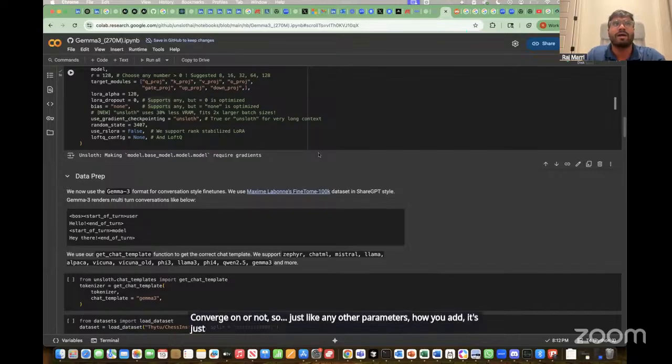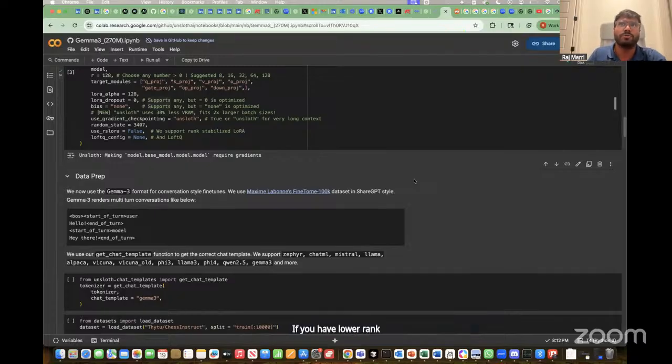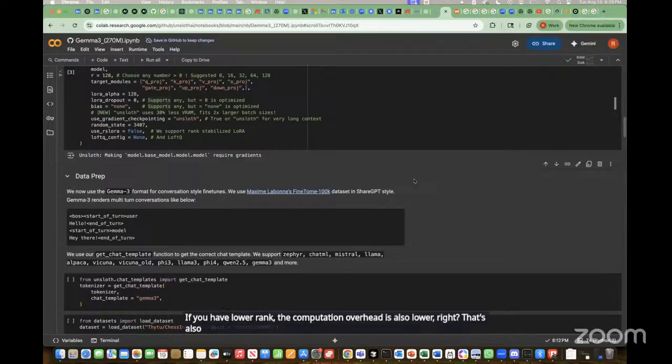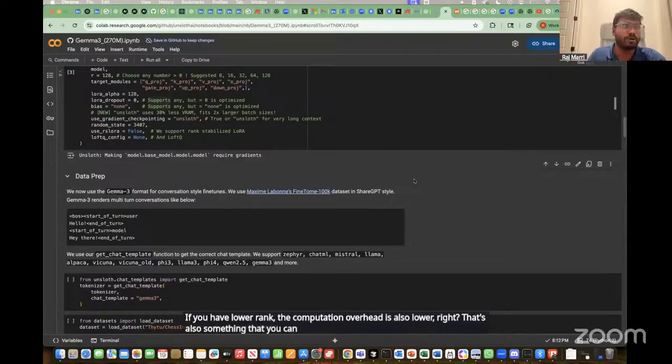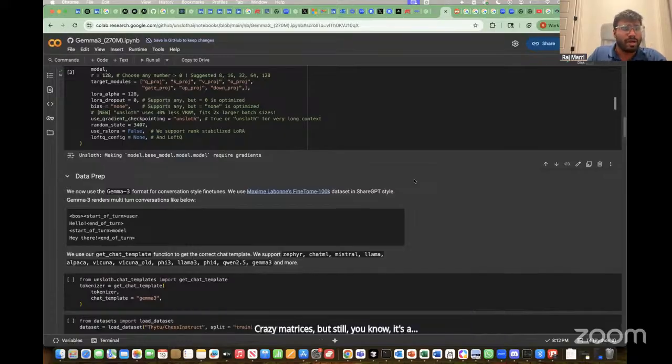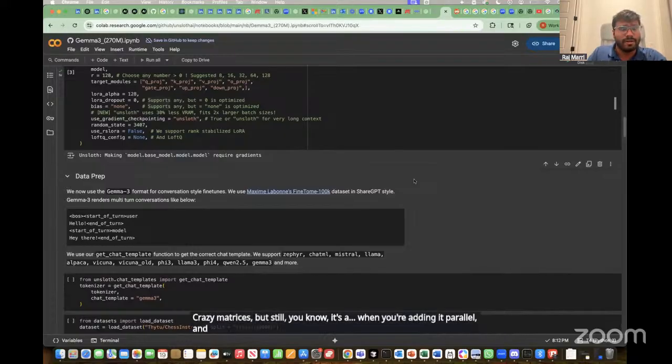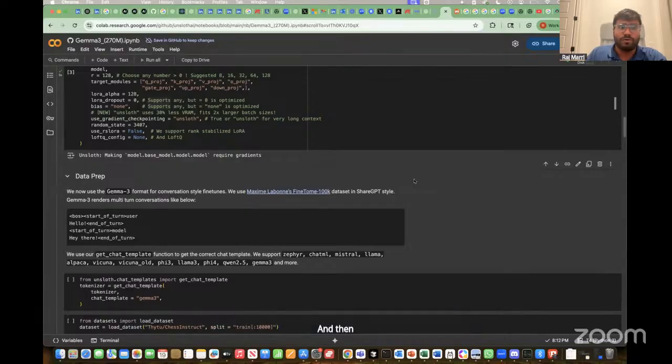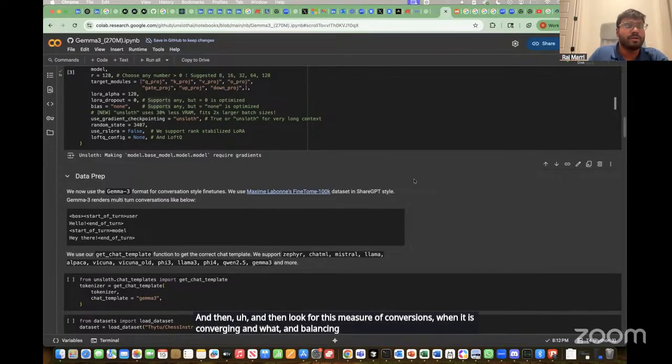And also, when you do this rank, you're not just updating the weights, you're also affecting the computation. If you have a lower rank, the computation overhead is also lower, right? That's also a perk. So you are balancing both. When you have a lower rank, you're not doing too many crazy matrices, but still you're adding it in parallel, and then looking at this measure of convergence, when it is converging, and balancing that with compute. So that's what it is.